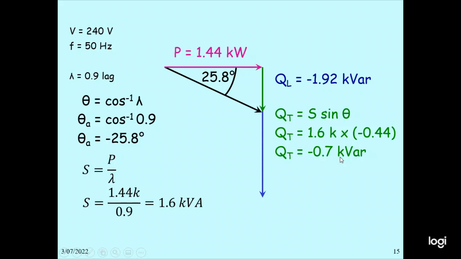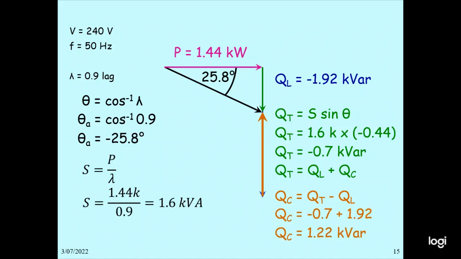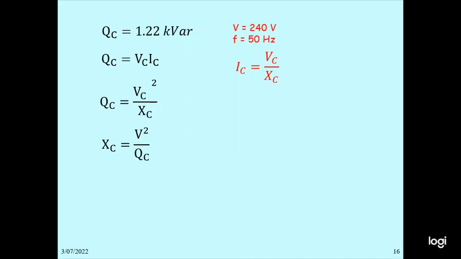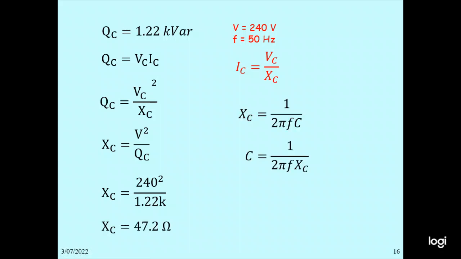Q equals QL plus QC, so QC minus QL, so 0.7 plus 1.92, you get 1.22 kVA. So we also have to calculate X equal to V squared by QC, 240 divided by 1.22 k, so 47.2 ohm. XC equal to 1 by 2 pi f C, so 1 divided by 2 pi into 50 into 47.2, you got 67.4 microfarad.